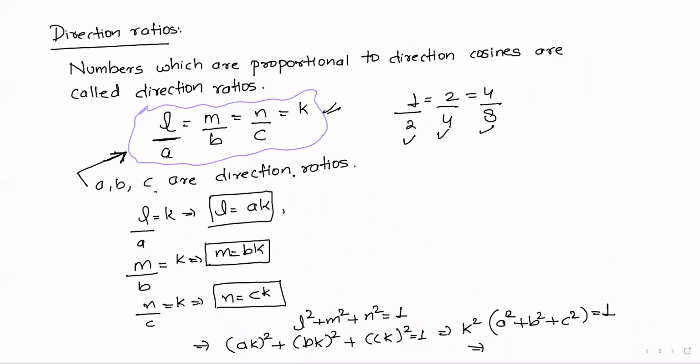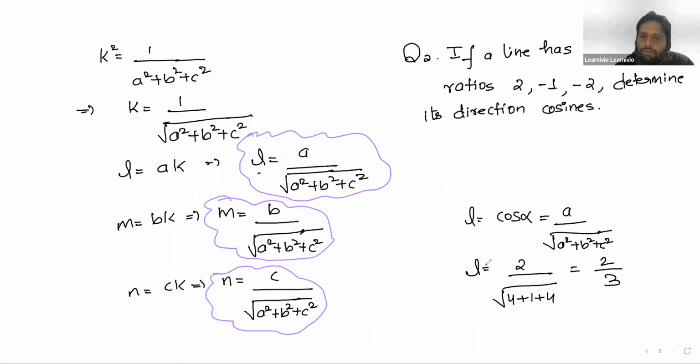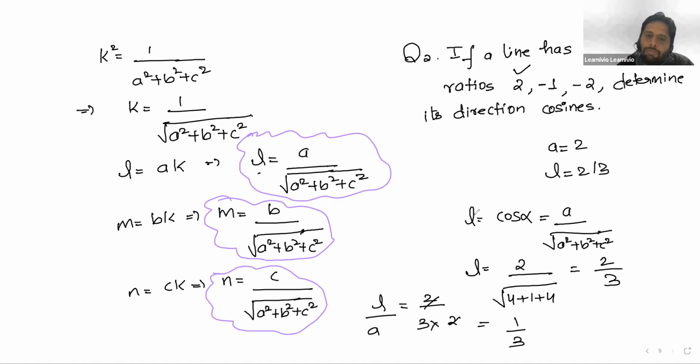Umair, if you will divide L by A, so for example, here, what's the value of A we have? A is 2. What is L we have? 2 by 3. So divide this L with A. What you will get? L is 2 by 3, A is 2. This will get cancelled out. So 1 by 3. So L by A is what? L by A is K. Here what we are getting L by A? 1 by 3. So K is 1 by 3.